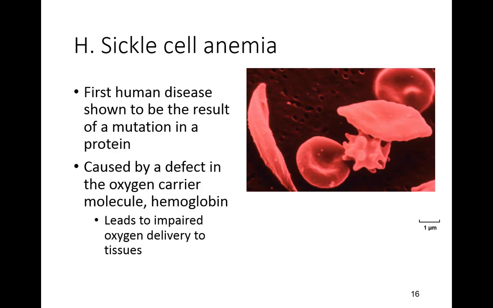So, sickle cell anemia was one of these diseases that was the first one to show the result of a mutation in a protein. And this was caused by a defect in hemoglobin, which we know is used to carry oxygen in the blood. And when you have sickle cell anemia, the shape is like this one here. And because the shape is different, it's not able to carry as much oxygen, and it also clogs arteries, and so it causes a lot of problems.